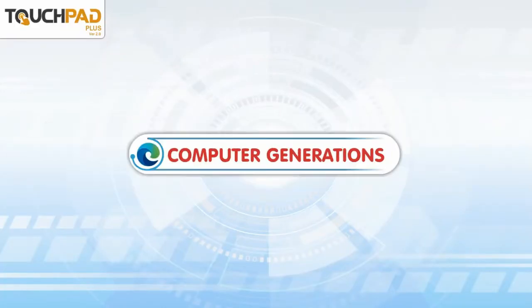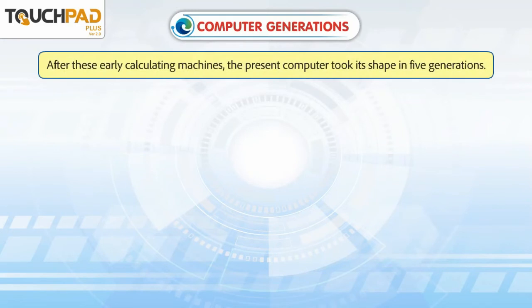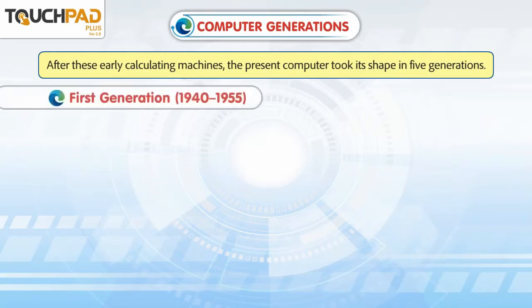Computer generations. After these early calculating machines, the present computer took its shape in 5 generations. First generation, 1940 to 1955.